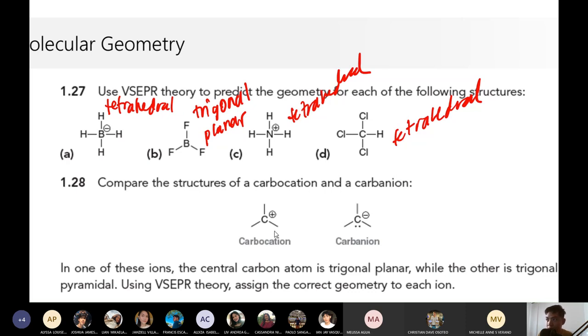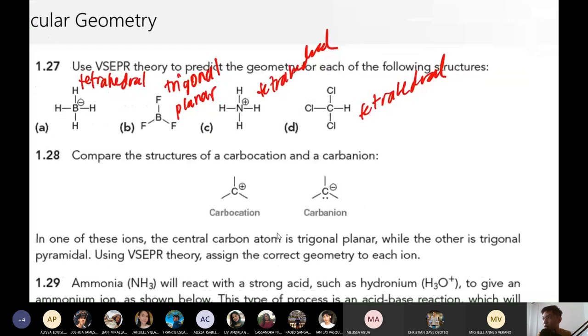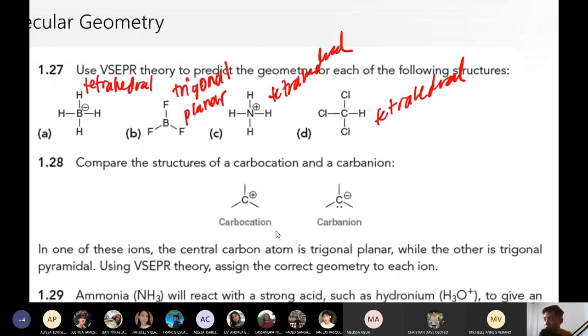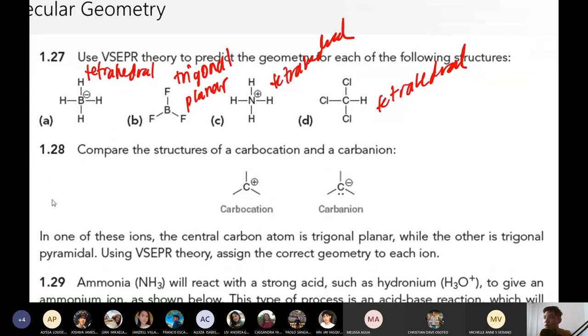So next one, we have this one. Babasa to. Compare the structures of a carbocation and a carbanion. In one of these ions, the central atom is trigonal planar, while the other is trigonal pyramidal or tetrahedral. Using the VSEPR theory, assign the correct geometry to each ion. So we have two types of carbon. We have a carbanion. That is a carbon that is negative in charge. Carbanion tawag sa kanya. And we have a carbocation. Carbocation meaning carbon that is positively charged. No? So we will encounter this more sa org chem, lalo na sa lab. No? Okay, so let's check.